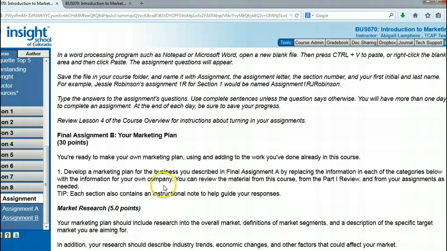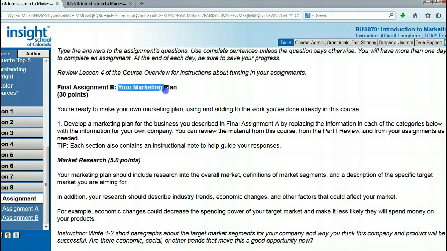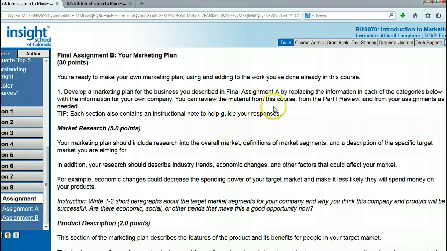So this is part B of your final assignment. This is where you're going to actually put together your marketing plan. Develop a marketing plan for the business you described in final assignment A by replacing the information in each of the categories below with the information for your own company. You can review the material from this course, from the part 1 review, and from your assignments as needed.